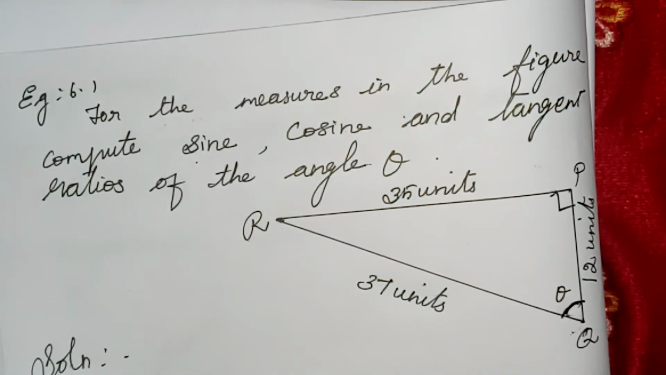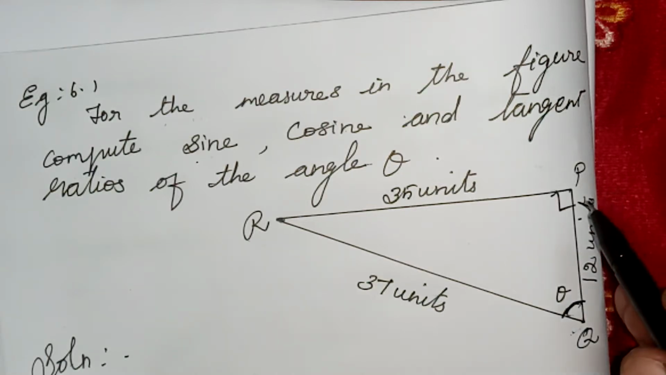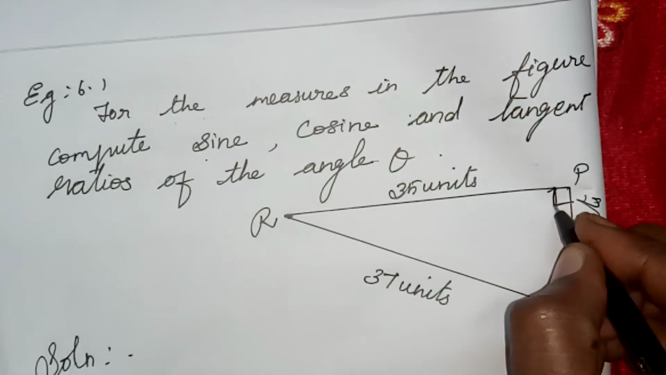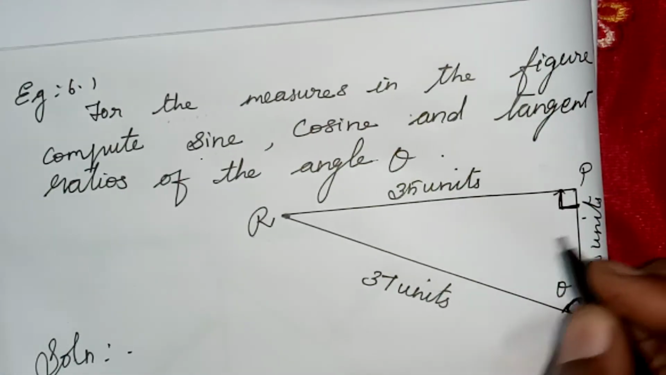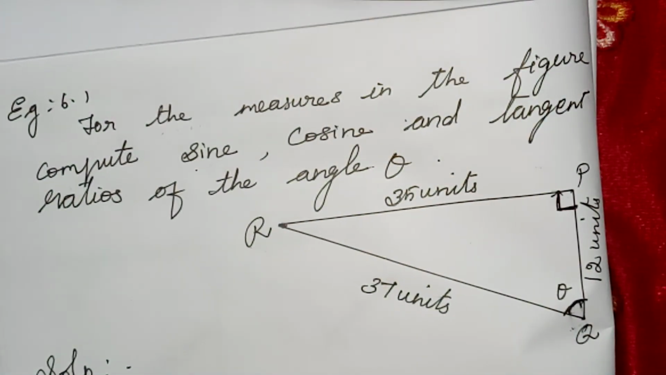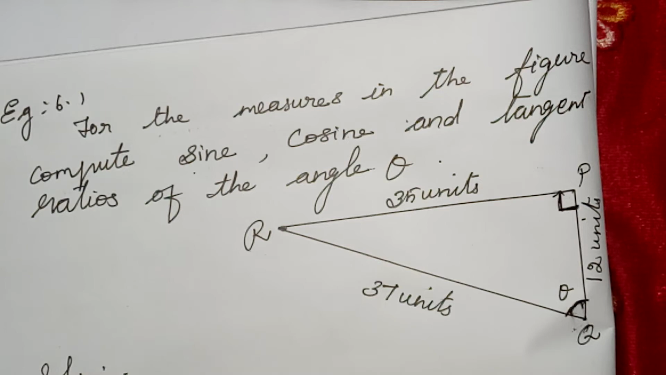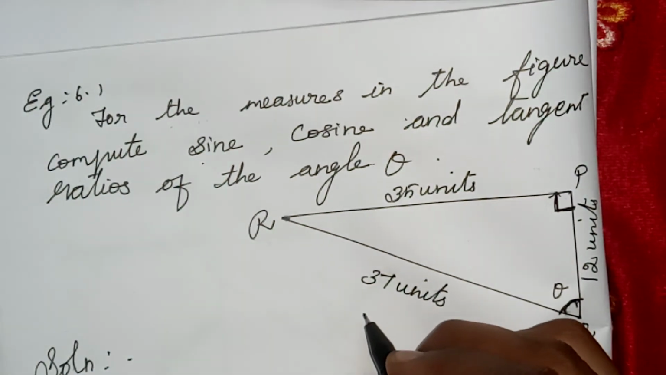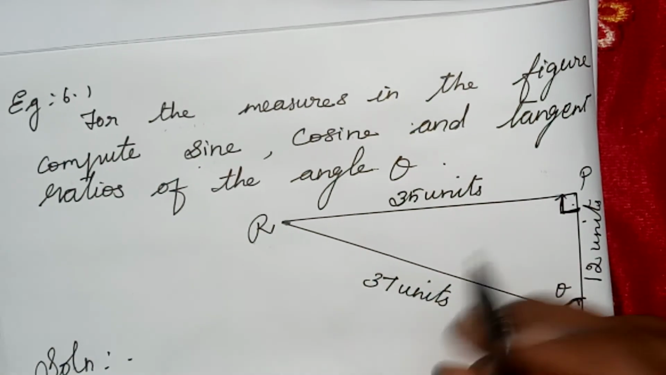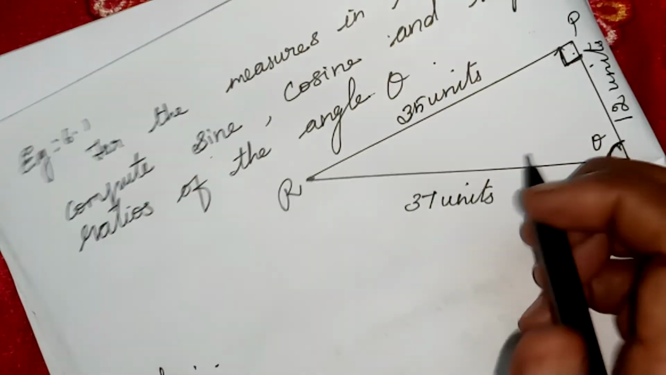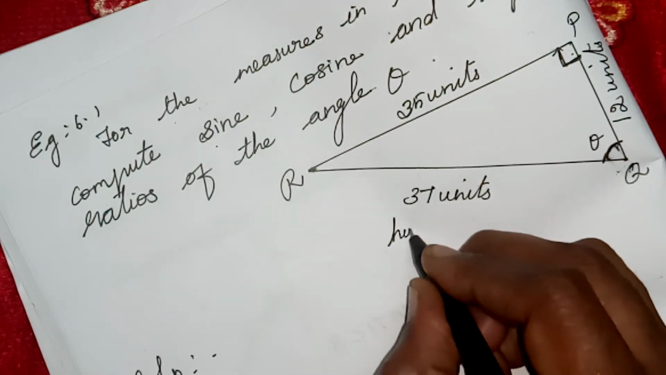Now we can mark the hypotenuse. First, it is the right angle. What is the side opposite the right angle? It is the hypotenuse.